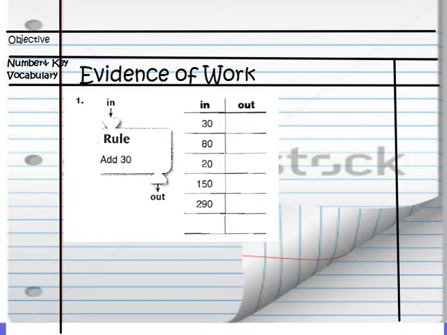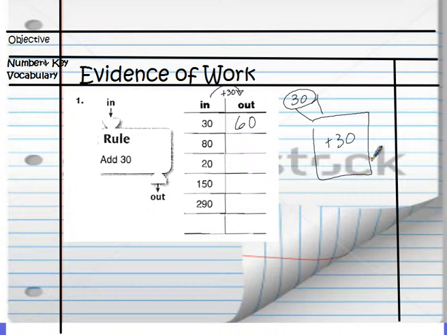Okay, so the first one, it's add 30. That's the rule. Again, start by doing your arrow. Boom, there's my arrow. Put your rule there, plus 30. So 30 plus 30, 60. Easy, right? 30 goes in the box. Here's my box. Add 30 to that. That's the rule. Out comes 60. And so on and so on.